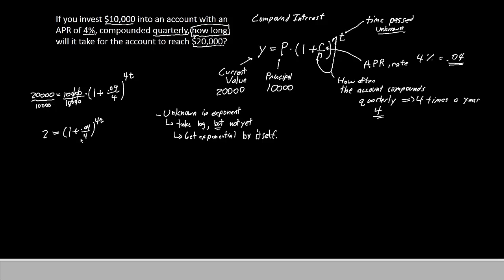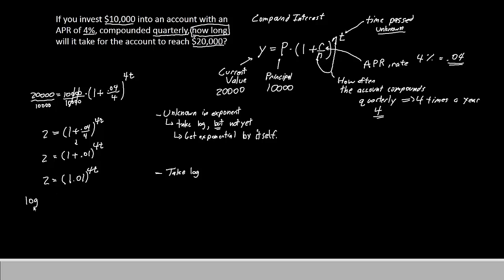Let's also simplify the exponential that's inside the parentheses. We have 0.04 divided by 4. This will give us 1 plus 0.01 raised to the 4t. We can simplify again by adding 1 plus 0.01. So now we'll have 2 equals 1.01 raised to the 4t. So now that we have the exponential by itself on the right side, now is the correct time to take the log. If you had taken it before this, it would have been too early.